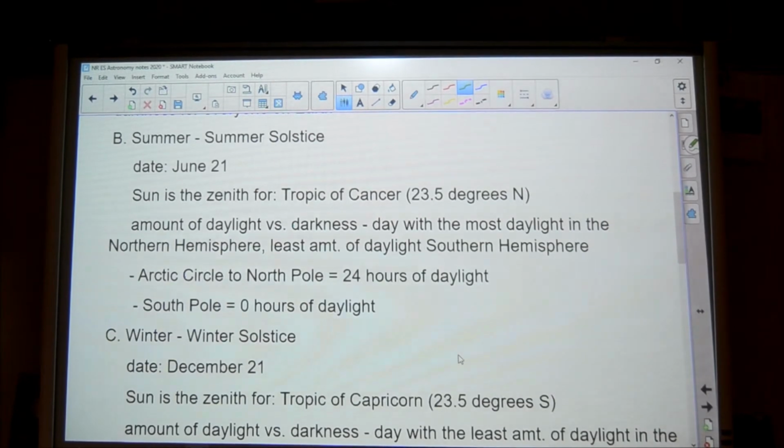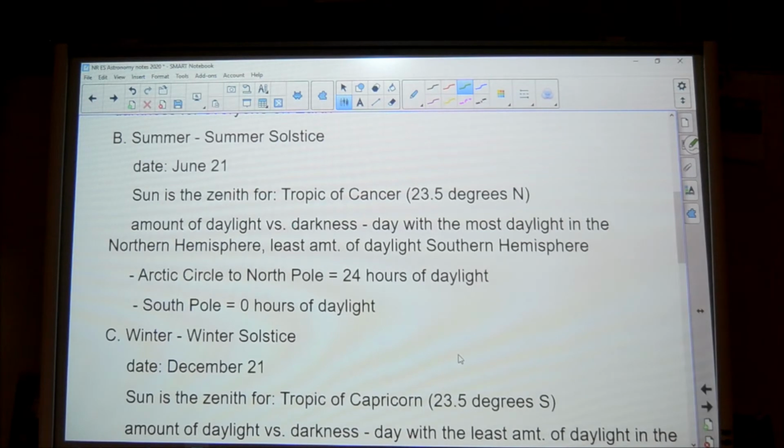June 21st. The sun is at the zenith for the Tropic of Cancer, 23.5 degrees north latitude. The amount of daylight is going to be greatest for the northern hemisphere. This is the day that the sun is up before 5 for us, and it's going down a little before 9. So we have a lot of daylight in the northern hemisphere on June 21st.